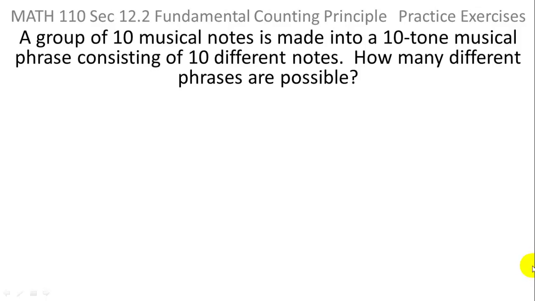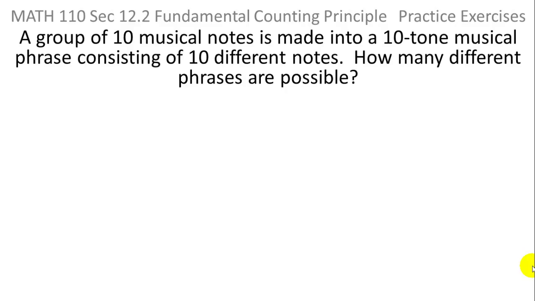A group of 10 musical notes is made into a 10-tone musical phrase consisting of 10 different notes. How many different phrases are possible? Now the main thing you've got to remember about this is that you have 10 things, they happen to be musical notes, and you're going to use all 10 of them because you're going to make a 10-tone musical scale.